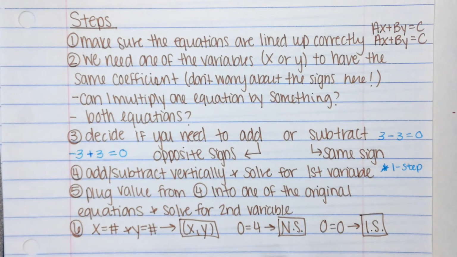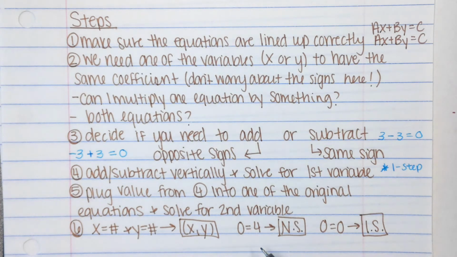Then step number 5, you're going to take the value from step 4, plug it into one of your original equations and solve for the second variable. Now this solving, you might have to multiply, or you might have to combine like terms. It just depends on what your problem looks like. You will have to do a little bit more to solve this one, but it's still stuff that you know how to do already.